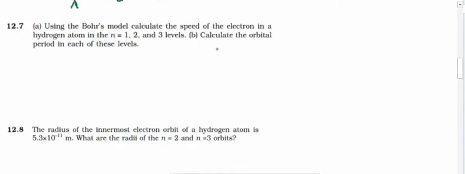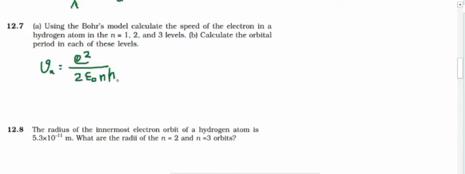Then question 7, using Bohr model, calculate the speed of electron in a hydrogen atom in the n equal to 1, 2 and 3 levels. Calculate the orbital period in each of these levels. The speed of electron you have to calculate. The speed of electron in the nth orbit, we have Vn is equal to e square divided by 2 epsilon naught n h.